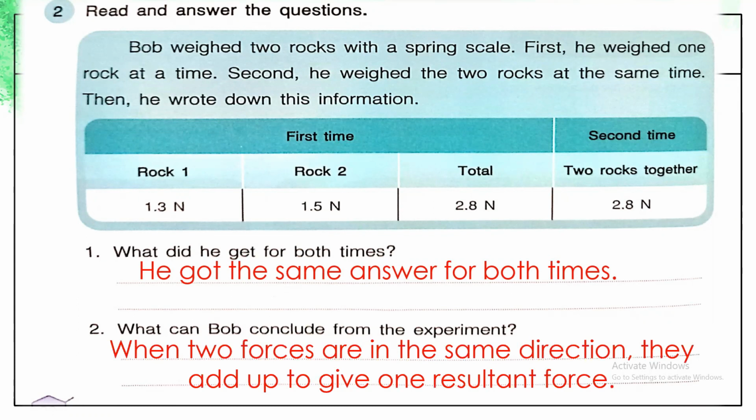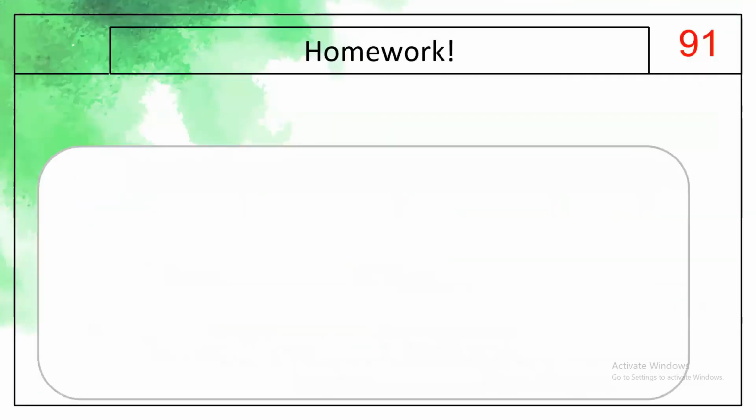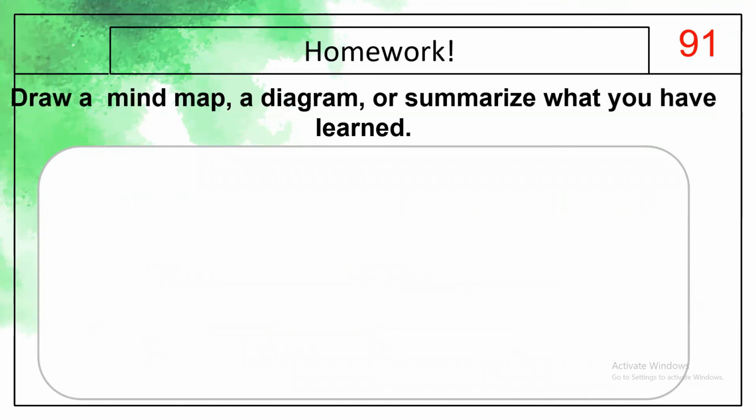So that's the end of our activity. And for your homework, that's on page 91, draw a mind map, a diagram, or summarize what you have learned. If you're done answering your activities and homework, take a photo and send it to the line group.